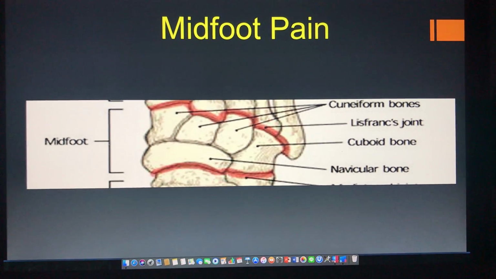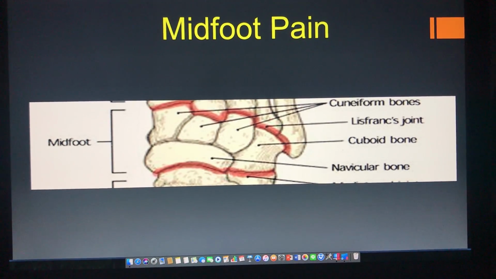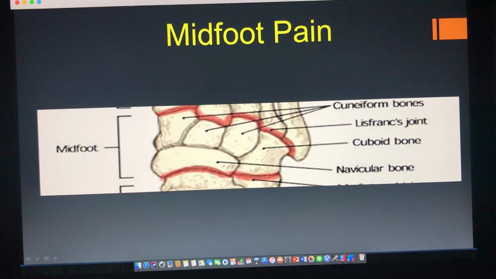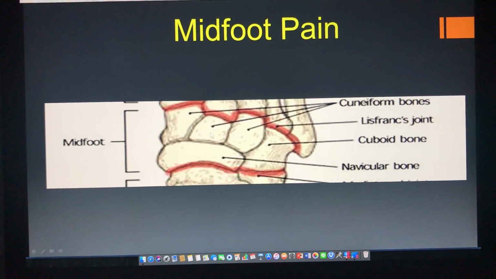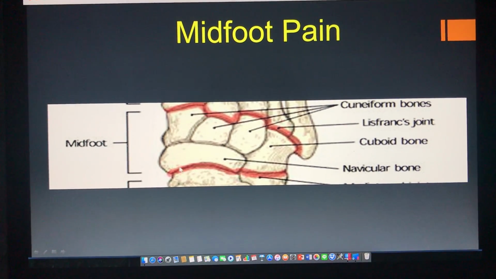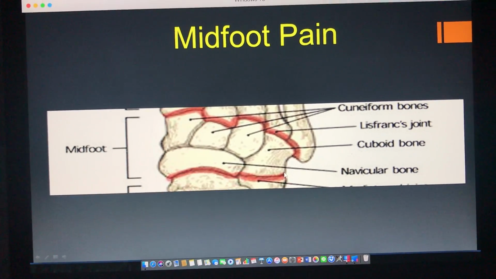So the next topic is we're going to move on to the midfoot. The midfoot is composed of the medial cuneiform, middle cuneiform, lateral cuneiform, navicula, and cuboid.